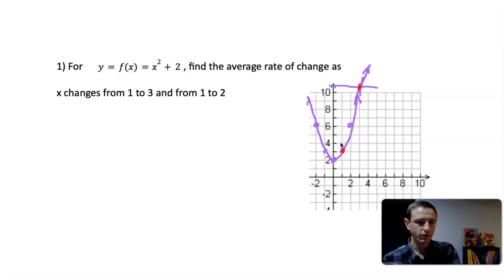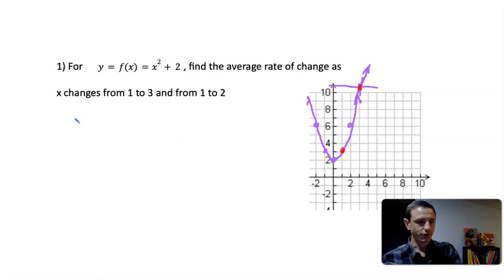We have 1 to 3, so meaning the value of x when it's equal to 1, and then the x value equal to 3, and we're going to create a secant line, so we're going to determine the average rate of change of that secant line going from the x value of 1 and the x value of 3. And then we're going to do the same experiment with 1 to 2. So we're going to have a secant line going from x equal to 1 and then x equal to 2.